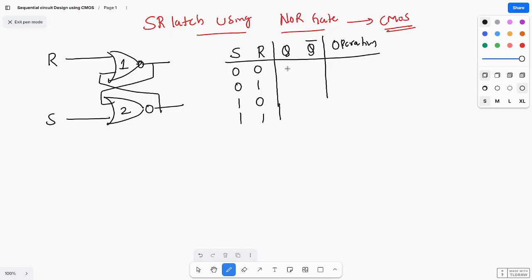So 00 means which state? This is nothing but the memory state. Let us take this as Qn plus 1 and Qn plus 1 bar. Memory state means we can write Qn and Qn bar. Next, this is the reset state, this is the set state, and this is not allowed, meaning an invalid state. Its complement is 1 and 0, and this is invalid only. So the operations are: memory state, reset state, set state, and invalid state. This we already saw.